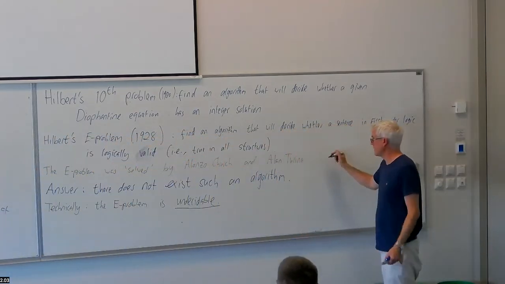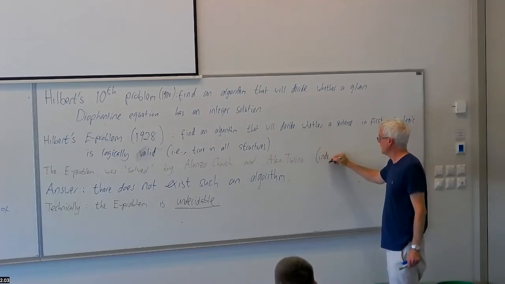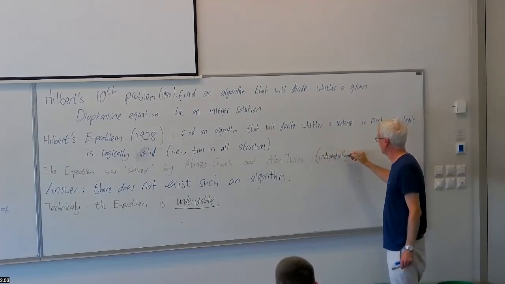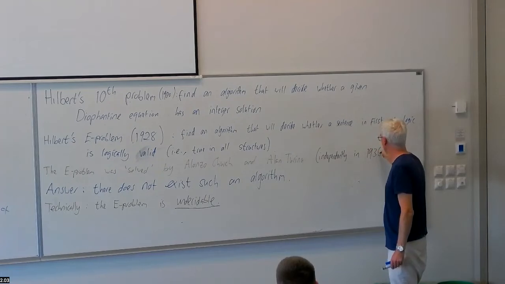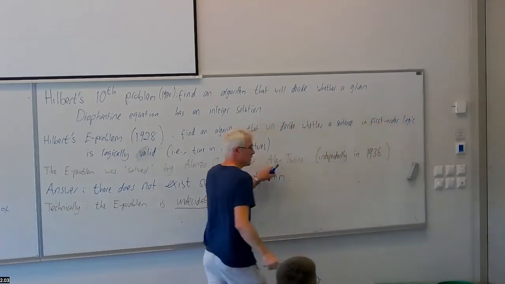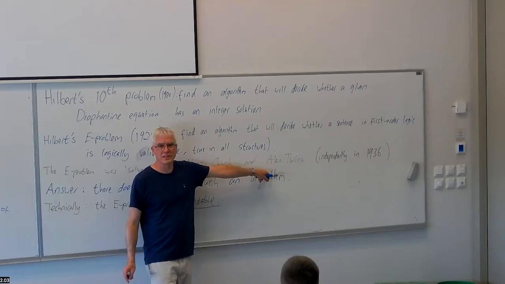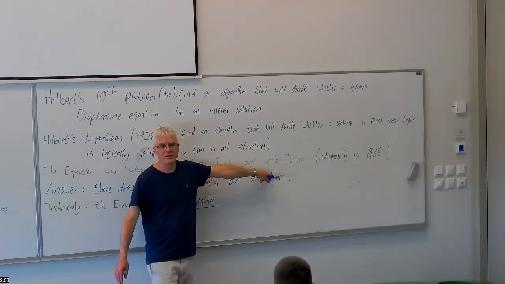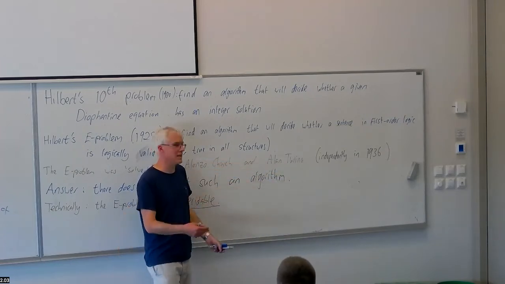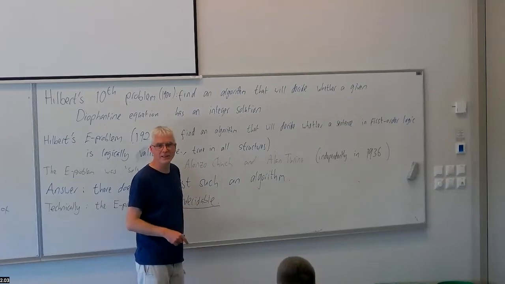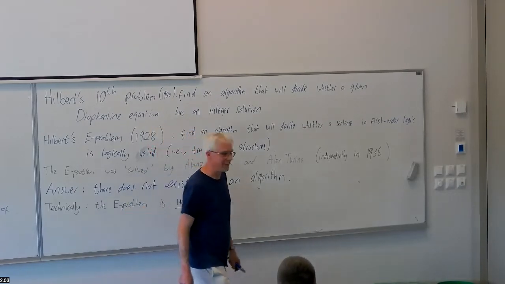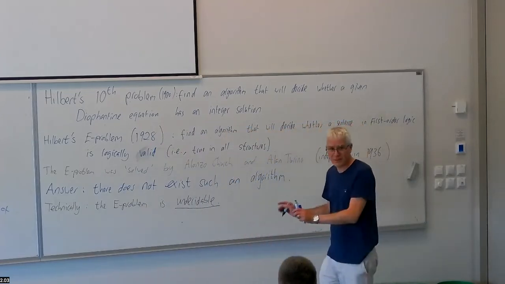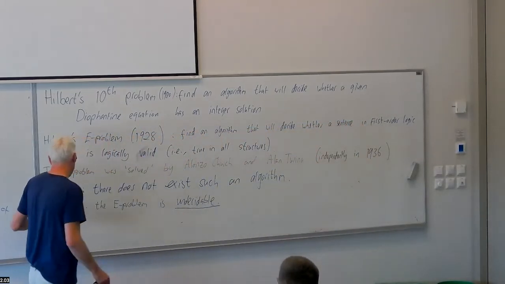So Church and Turing did this independently, but in the same year, in 1936. I think Alan Turing was an undergraduate at Cambridge University in England, and there was a lecturer there that gave some lectures on logic and lectured Alan Turing and said, Hilbert has asked this interesting problem. And Turing went away and came back 2 weeks later and said, oh yeah, I solved that problem. And then wrote it up in a paper that we will talk about in the next part of the lecture.